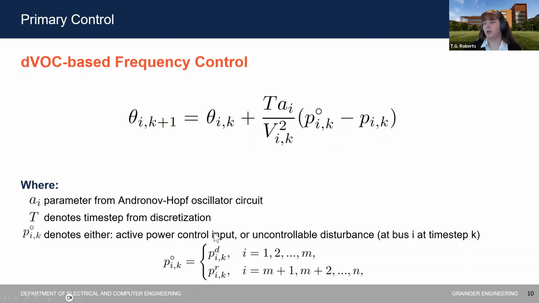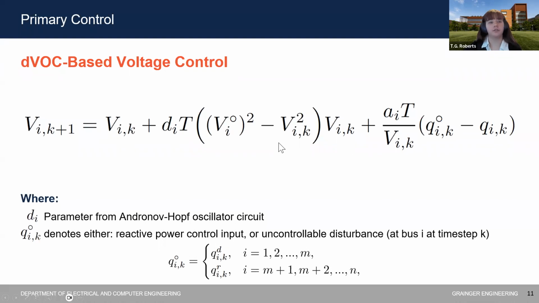Something that I mentioned before, in terms of each bus in the system either having a generation source interfaced with a grid forming inverter or a demand, means that this P circle will either be PD for all of the loads or PR for the resource. So this is a reference value.